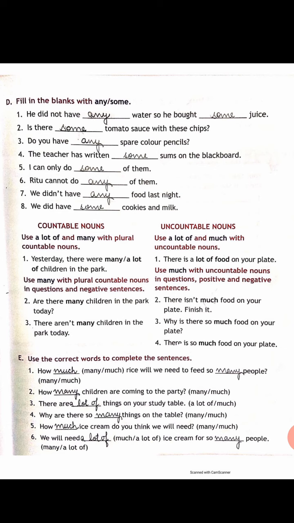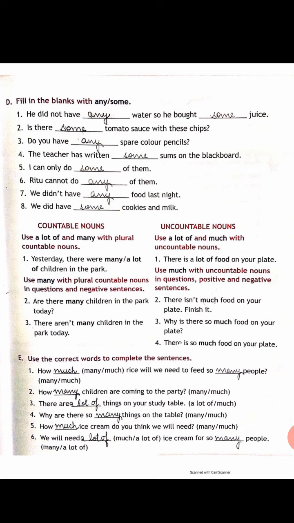Now, the use of a lot of and many with countable nouns and uncountable nouns. Many and a lot of with plural countable nouns, and a lot of and much with uncountable nouns. Yesterday there were many, a lot of children in the park. In this we can use many and also a lot of, and children is also in plural form. Children is in plural form. So use many with plural countable nouns in question and negative sentences. Now we will use many with plural countable nouns in question sentences and negative sentences.